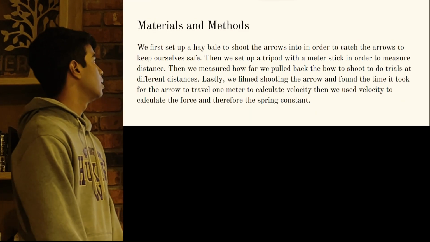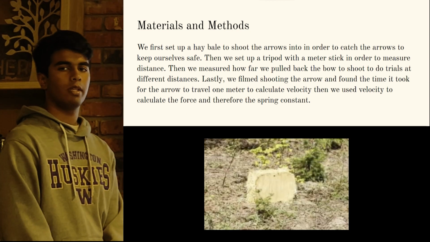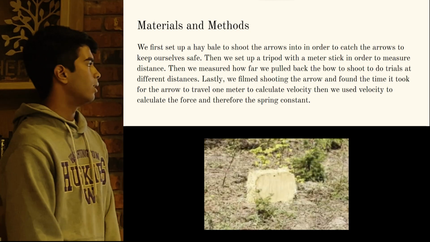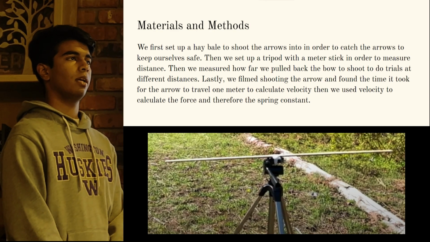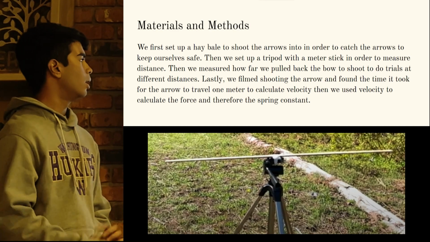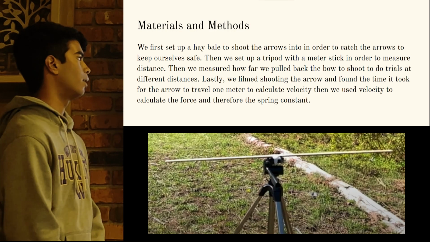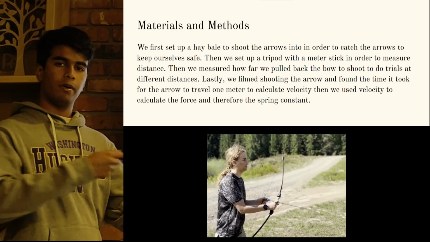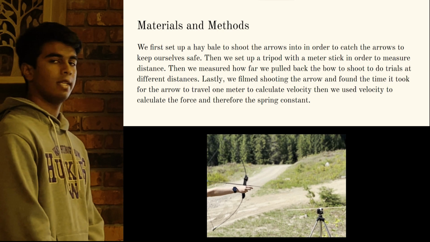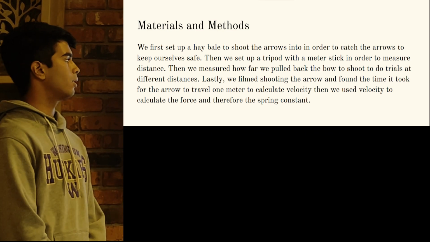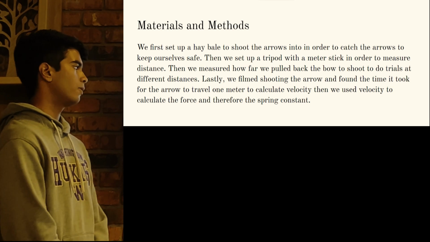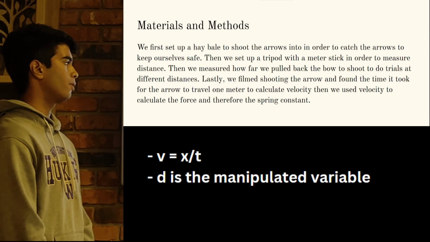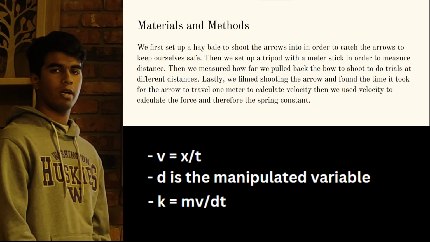Materials and methods. So we first set up a hay bale to shoot the arrows at so we'd be safe. Then we set up a tripod with a meter stick so we could see how long it would take the arrow to go 1 meter, and using that we could find the velocity of the arrow. Then we pulled back the bow at different lengths and recorded this distance that we pulled it back, and recorded 3 trials per distance. And lastly, with all those values, we could find the velocity and the distance from the equilibrium point, and therefore find the spring constant.